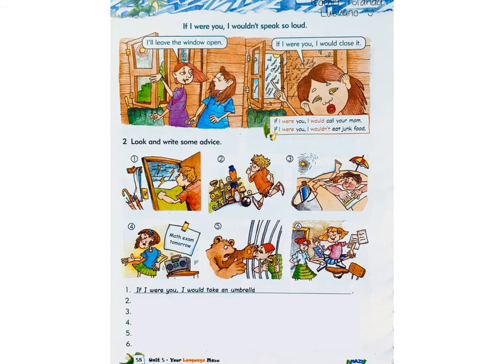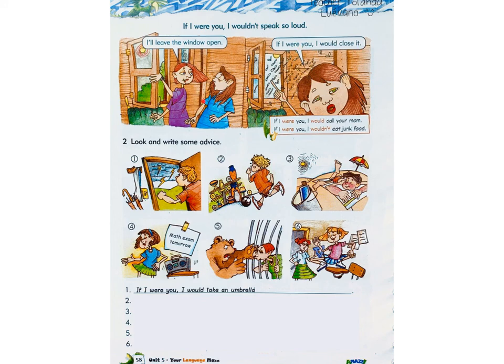Now, in this page, we continue with second conditional. The example says, if I were you, I wouldn't speak so loud. Again, it is second conditional because the first clause is unreal. If I were you. So what are we doing now? Now in this page, we have to give advice, but using second conditional. Let's pay attention to the examples that are here. It says, I'll leave the window open. If I were you, I would close it.